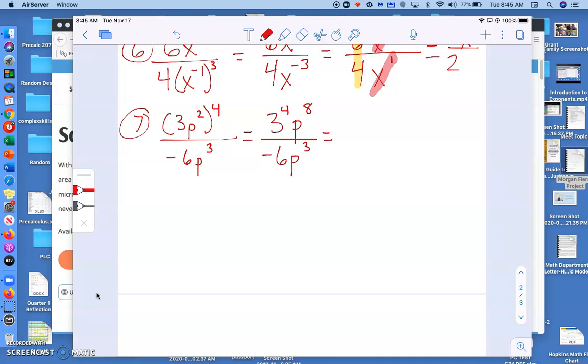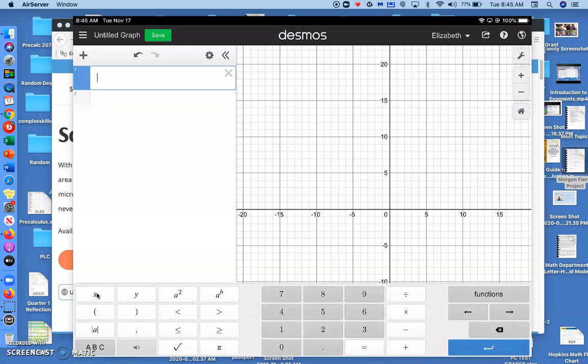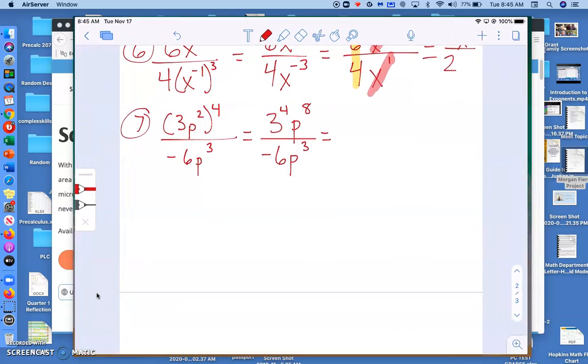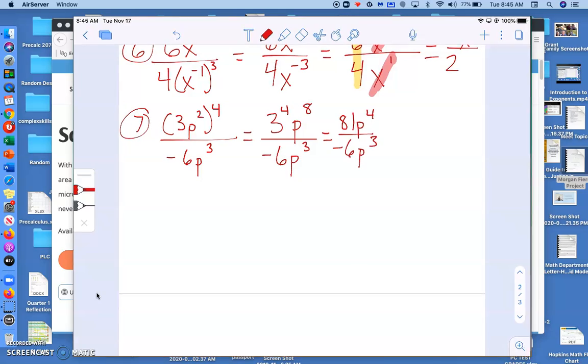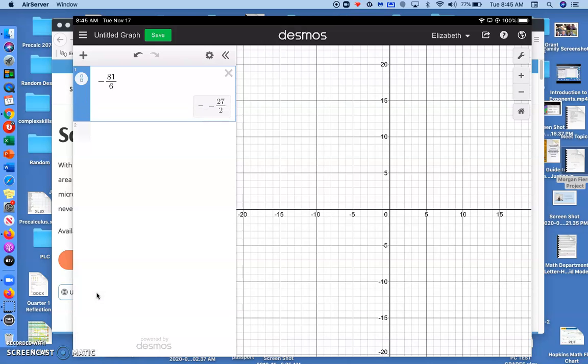Well, 3 to the 4th. And again, if you're unsure on those, we can always jump on here. 3 to the power of 4. So we have 81. So this is 81p to the 4th. And is 81 divisible by 6? Let's see, -81 divided by 6, 13.5. And one thing about Desmos, you can hit that fraction key on the side there. So do you see that right on the number 1? Right next to 1. So -27 over 2.